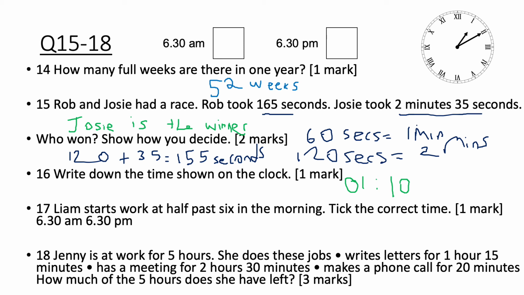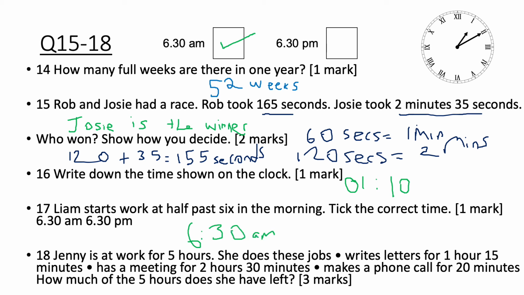Okay, right, guys. Liam starts work at 6:30 in the morning. Take the correct time: 6:30 a.m. or 6:30 p.m. Now remember, guys, morning means a.m. and p.m. means afternoon slash evening. So that would be 6:30 in the evening essentially, and that's 6:30 a.m. So 6:30 a.m. is the morning.